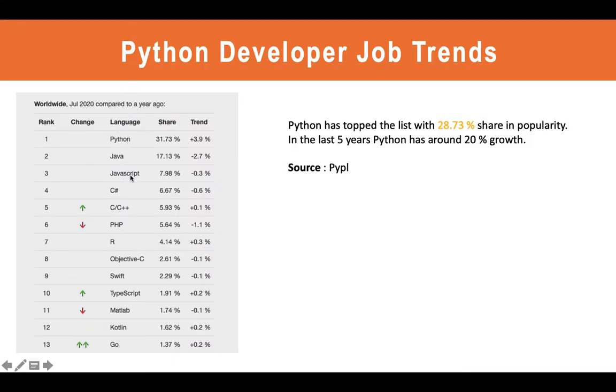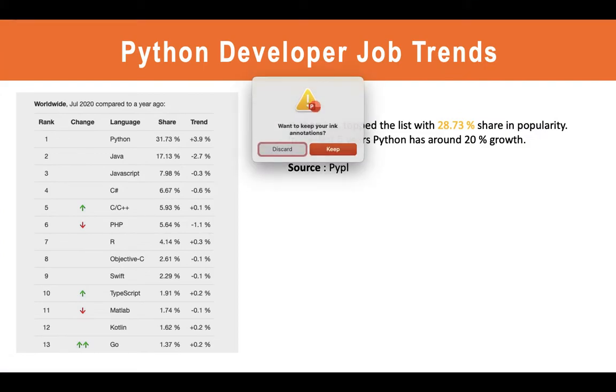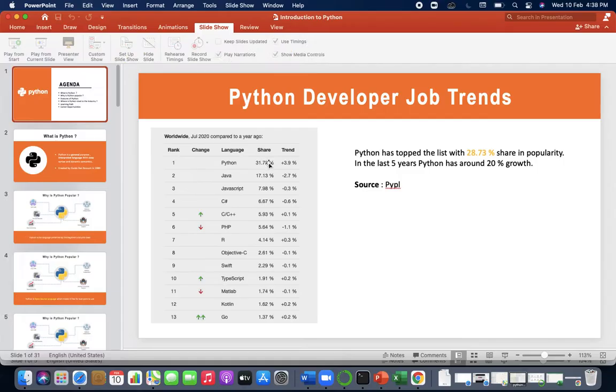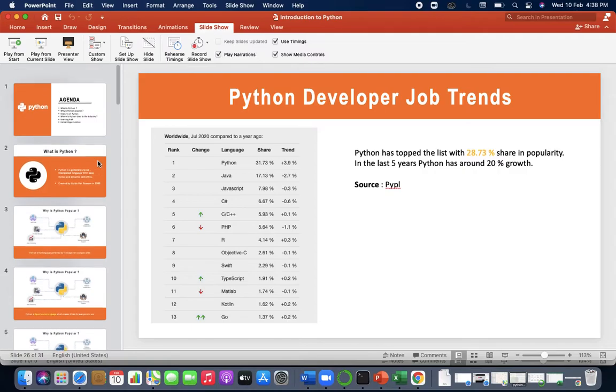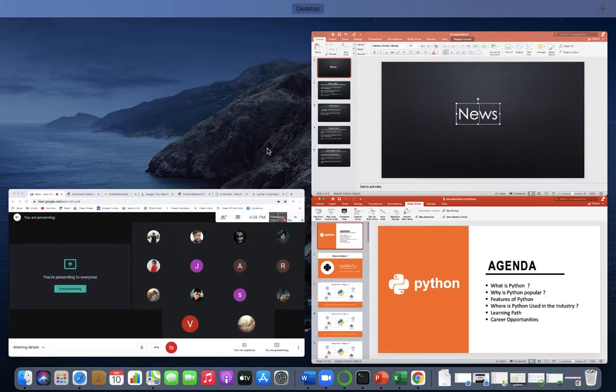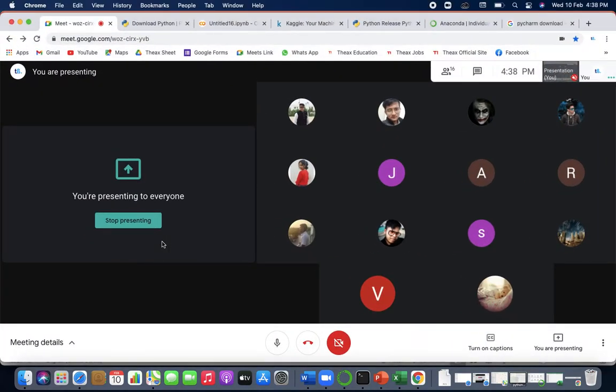Python, Java, JavaScript, C#, C++, PHP, R, TypeScript, Matplotlib, Kotlin, Go. All these are there, and you are learning Python, which is the prominent one. This graph is of 2020. You'll be learning better things. So this doubt is clear: what is a programming language? If you are new, I think it would be clear what a programming language is and what you are going to learn.